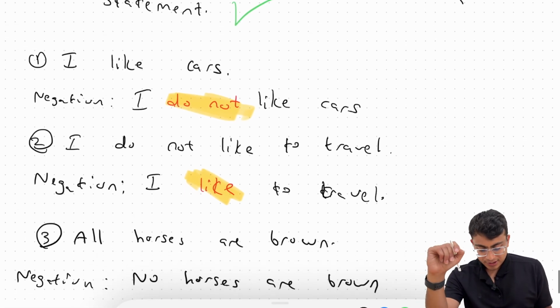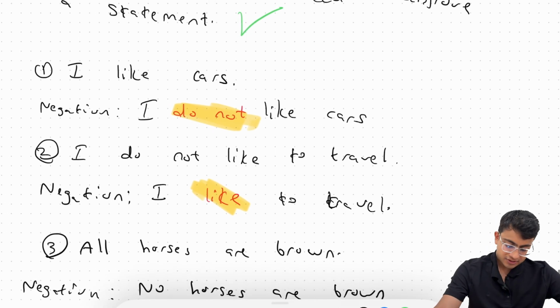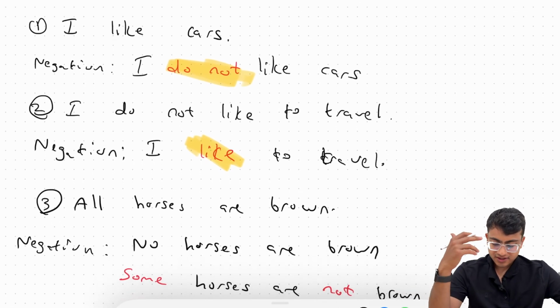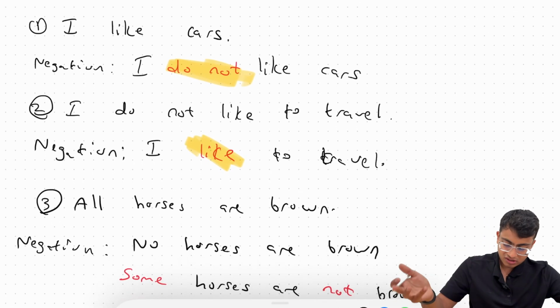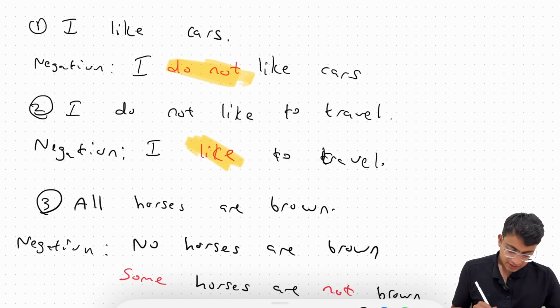The fun starts when you have something like "all horses are brown." Now, some people might just think that this means we can just say "no horses are brown," and that would be the negation of it, right? All we are adding is a "not" or a "no." This is incorrect, because this is not what a negation is.